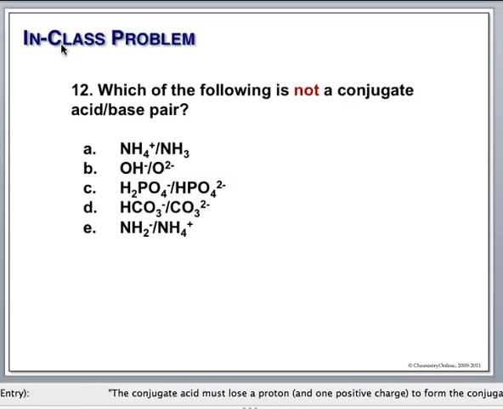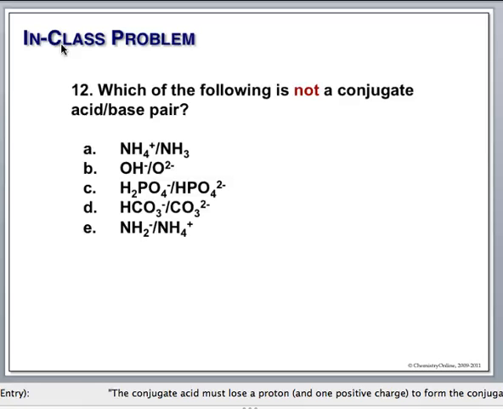We need to look and see which one we want the acid to be first and then the base. If this functions as an acid, it's going to lose a proton and a charge and get ammonia, right? If hydroxide functions as an acid, and it can, it could donate this proton and it would form O2-. If dihydrogen phosphate functions as an acid, it would lose this proton, gain a negative charge, and give hydrogen phosphate.